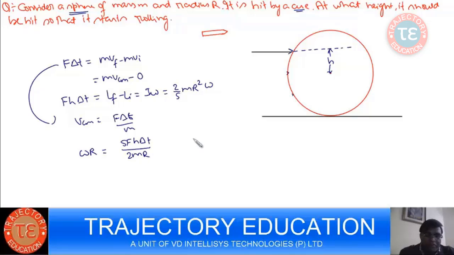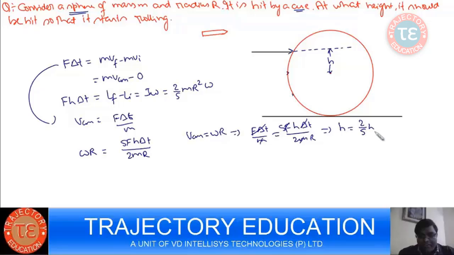If you want rolling to take place, then VCM must be equal to omega r, and in that case F delta t by m is 5 F h delta t upon 2 m r. So m will cancel out, F delta t is going to cancel out, and we get h equals 2 by 5 r. If I hit at this point, then VCM and omega r created are equal, and it will start rolling. This is how we can do this question.